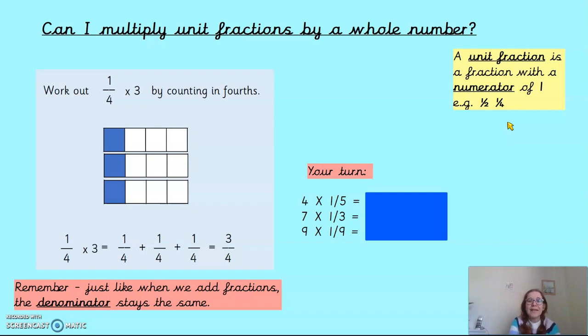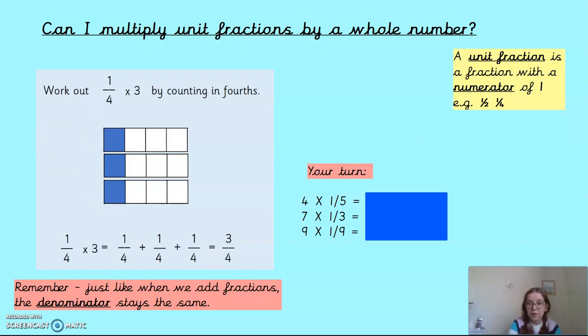We can do multiplication by breaking it down and adding it up, just like we do in normal addition. When we are timesing by 3, we are doing 3 of the same number together. For example, I've got 1 quarter times by 3, and we're going to count up in fourths 3 times. So we're going to go 1, 2, 3.